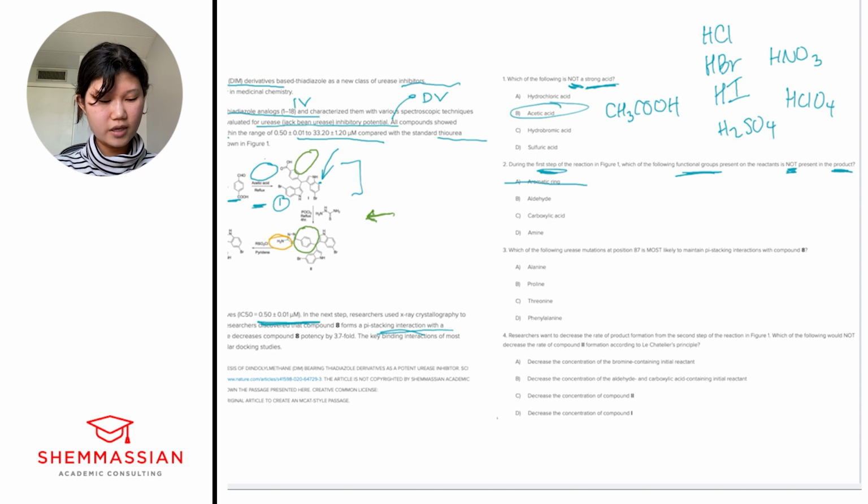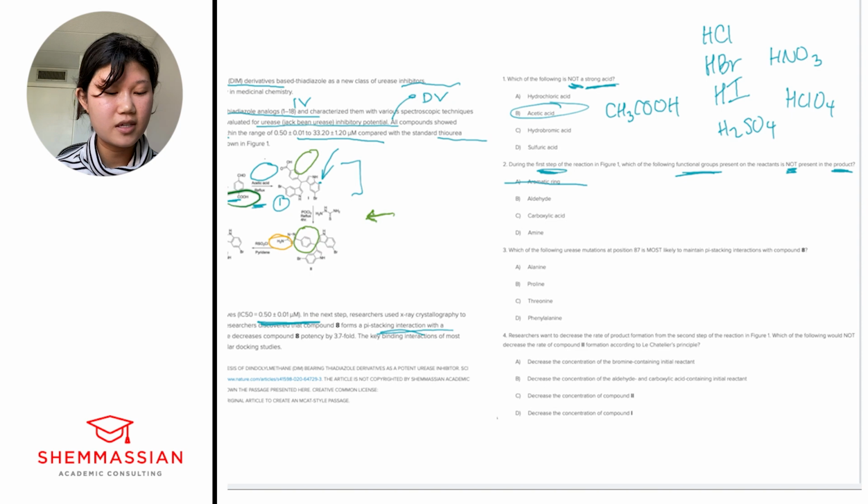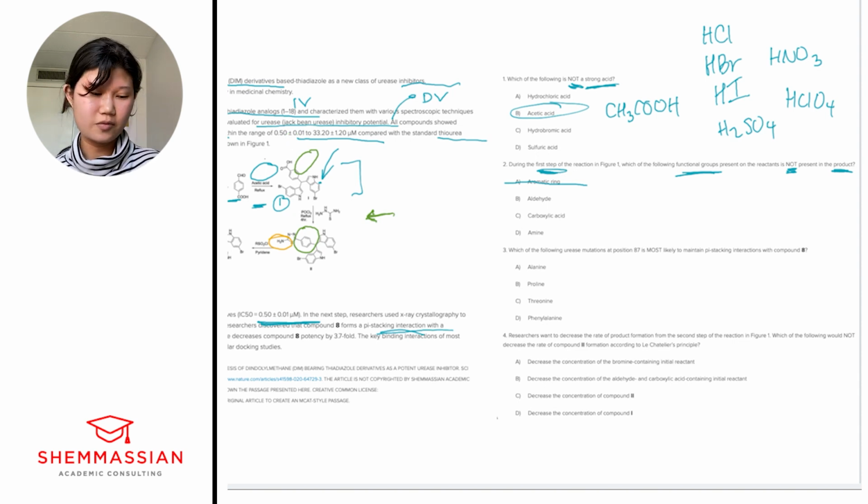So choice C, carboxylic acid. So they're often abbreviated as COOH, which is here in the reactant and here in the product. So there is carboxylic acid in there, so we can cross that out.